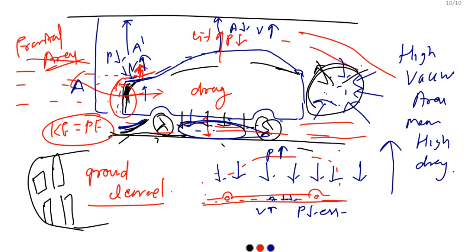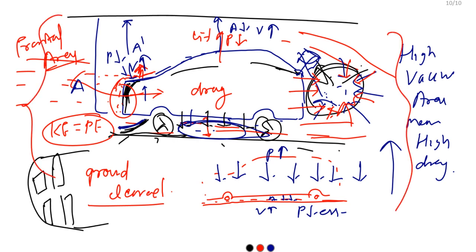This we can reduce with the help of a spoiler, which will push the air down here. So what will happen? If the vacuum area is high, it will try to pull the object backside also. Apart from this, the air will pull this object backside too. So this is about the design analysis of an object in the air.